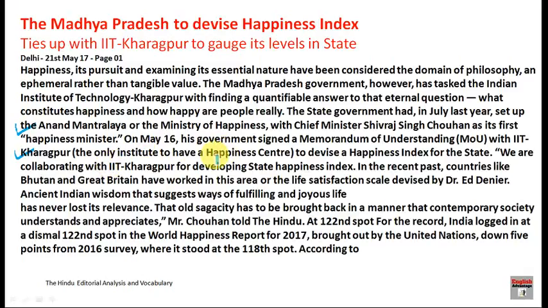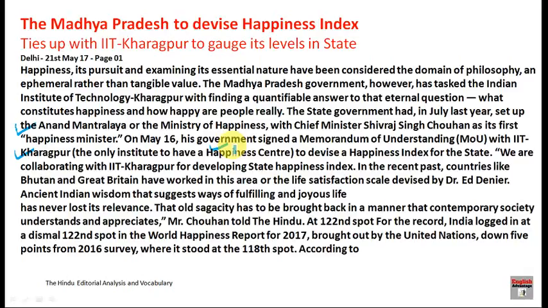To devise a happiness index for the state, we are collaborating with IIT Kharagpur for developing the state happiness index. In the recent past, countries like Bhutan and Great Britain have worked in this area, or the life satisfaction scale devised by Dr. E.D. Diener. You may be knowing that Bhutan is one of the topmost countries that falls in this index. I think Norway is the number one country that has the highest rating for happiness index.